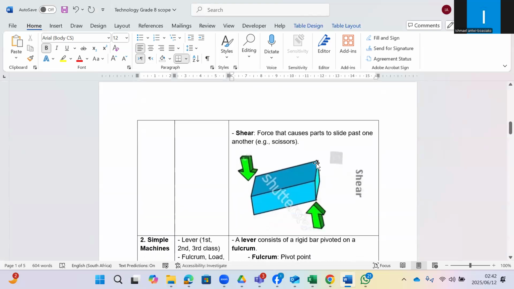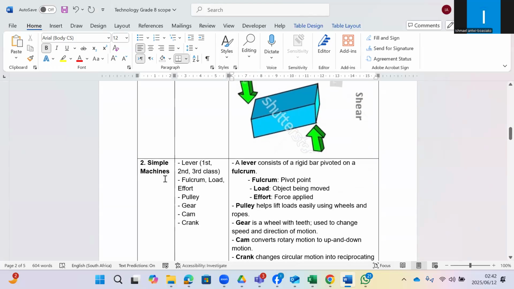And then the next type of force is called the shear force. They are the type of force that causes parts to slide past one another. Example, when you use a scissor to cut something, they slide past one another. That type of force is called shear force. So take note of that. So they go in opposite direction.